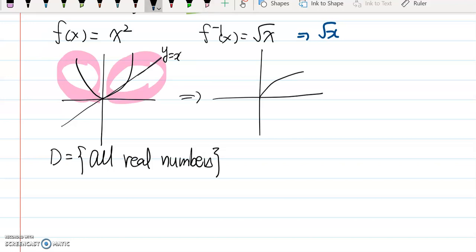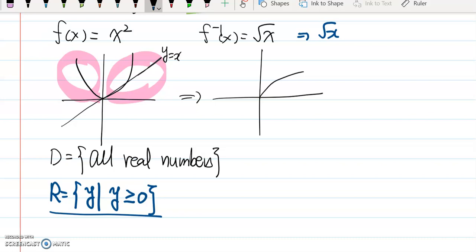Then what about the range? So the y value must be bigger than or equal to 0. Okay? Why? Because you don't see any curve under the x-axis. That's the reason we can define the range as y is bigger than or equal to 0 here.